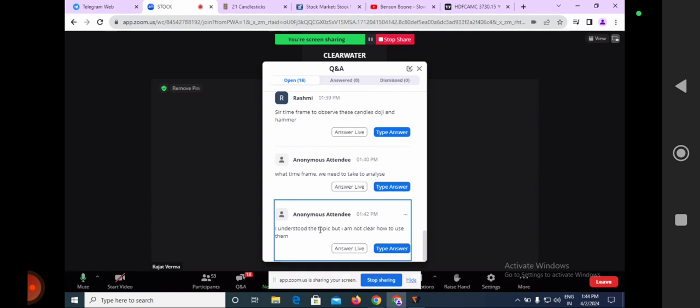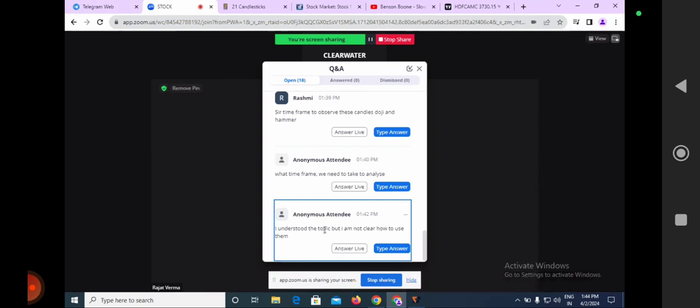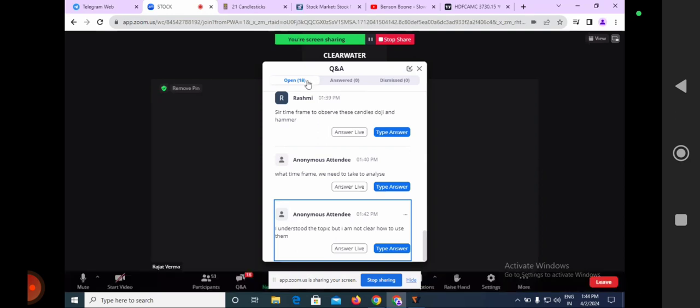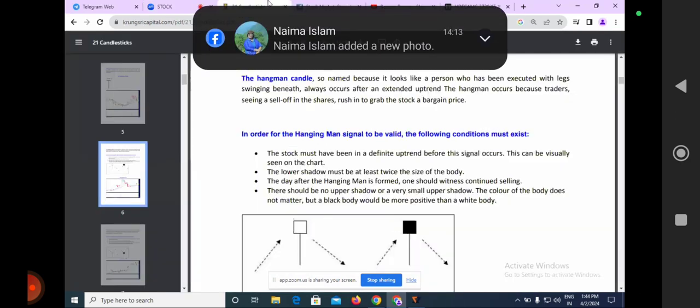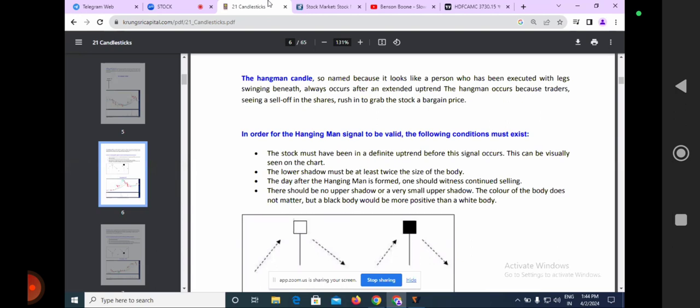Okay, anonymous attendee: "I understood the topic, but I'm not clear how to use them." My dear friend, don't worry. I'm just explaining what these candles are, and I will teach you how to apply this concept in the live market. My entire purpose of this session is to make you understand these three or four types of candles. Now, for the benefit of these students, I will explain it again in summarized form.